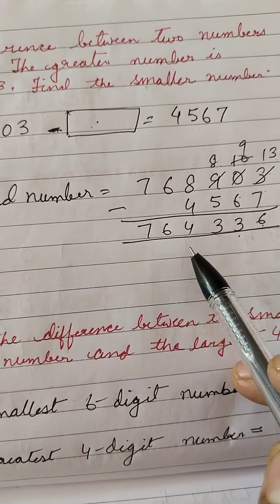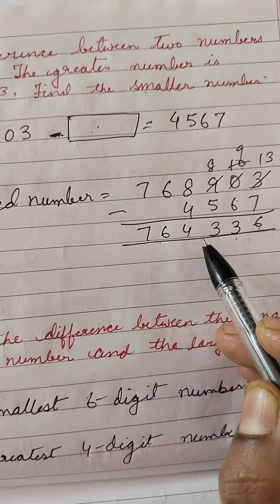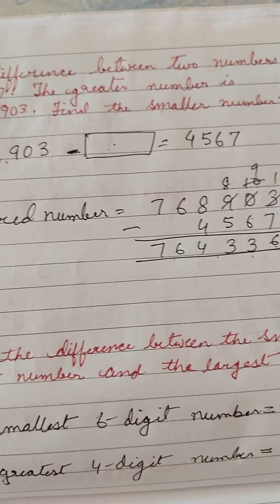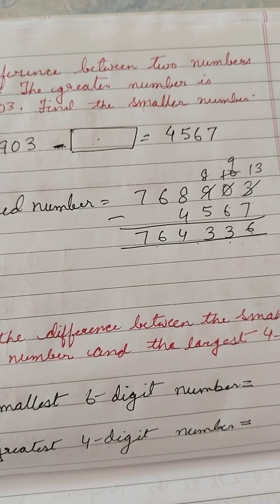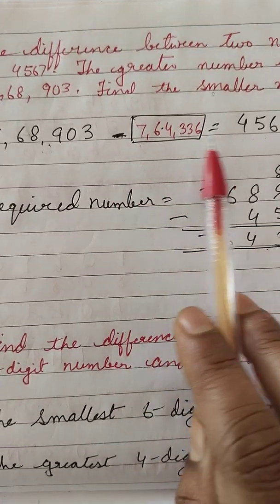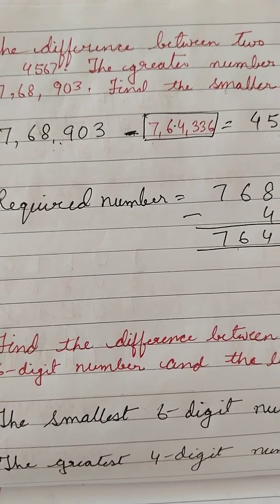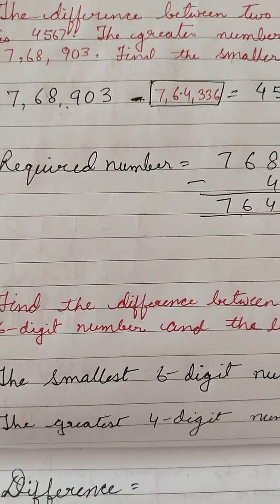So the smaller number will be 7,64,336. This is the required number. This is the smaller number. So children, fill here. Okay. Moving to question number B.